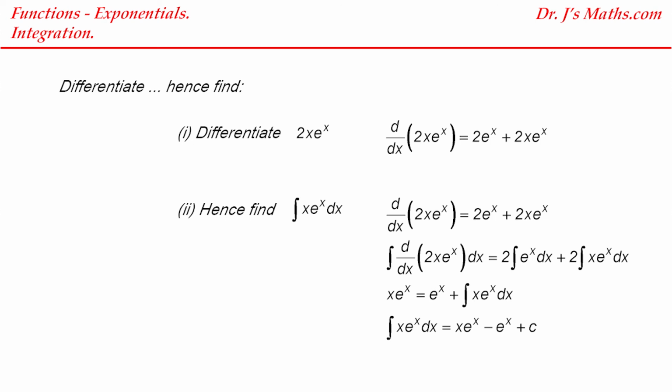The integral of the derivative is just the thing itself. So on the left-hand side we have x e to the x. On the right-hand side, the 2's gone, so the integral of e to the x is simply e to the x. And then we have the integral of x e to the x dx, which is our question. So we leave that on the left-hand side, and we take the e to the x across the other side. So our answer is the integral of x e to the x dx is equal to x e to the x minus e to the x plus the constant.